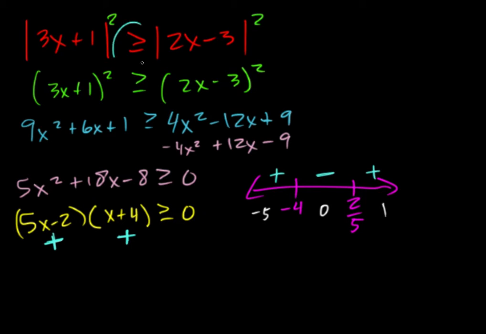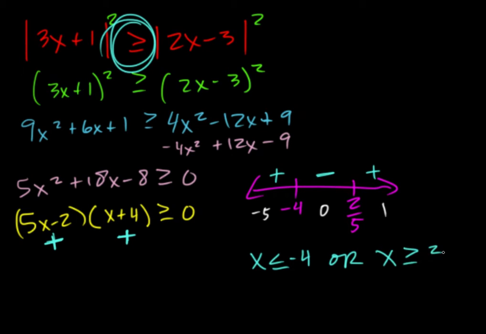Now, when we look at the original, it was greater than. So we're only going to focus on the pieces that have plus signs. And so we're going to say x is less than or equal to, since it's equal to up there, negative 4, or x is greater than or equal to 2/5.